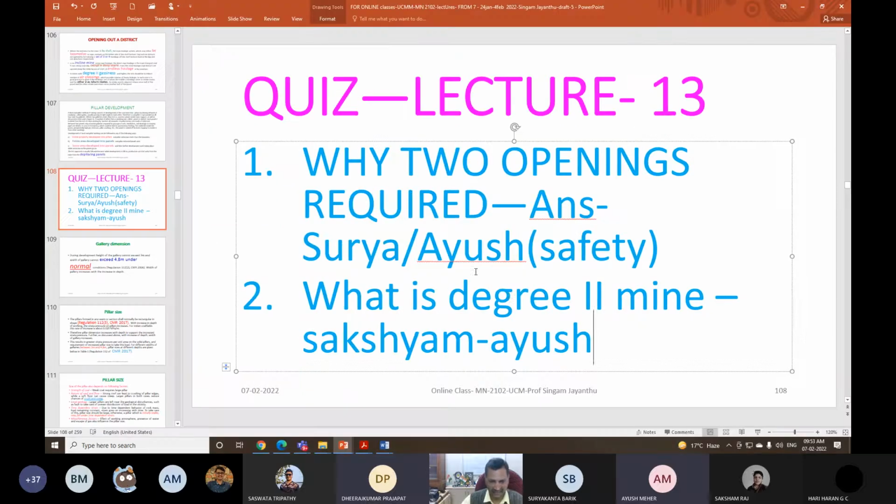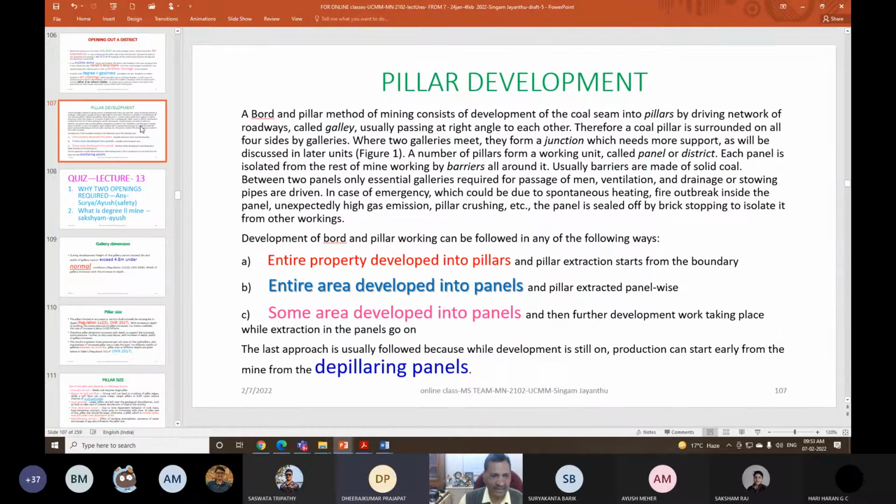Right. So this is degree 2 mines. Very good. There are 3 types of mines, like degree 1, degree 2, degree 3. These are the three categories, and degree 2 category is this, sir. Very good. So already you know about that. Okay. Now, any doubts, or shall I continue with the class?